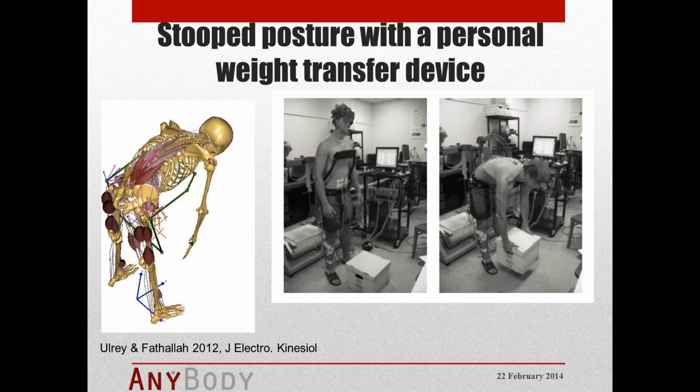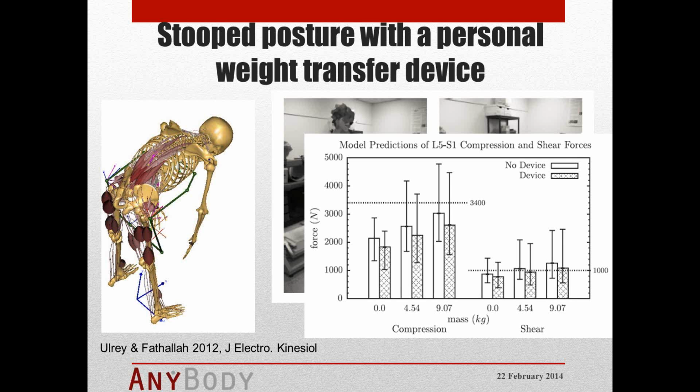So if you have to carry heavy weights in a stooped posture, it will affect, of course, your back, especially in the lumbar spine. So we will have very high loads in there. And they designed this weight transfer device to lower the loads in the lumbar spine. And therefore, they looked at forces, compression and shear forces in the lumbar spine, so between the L5 vertebra and sacrum. And here in the graph you see the forces.